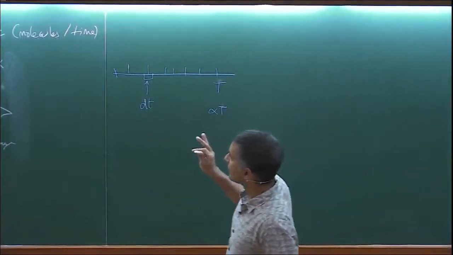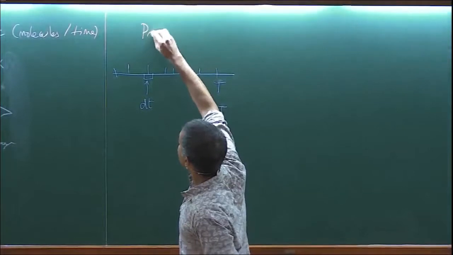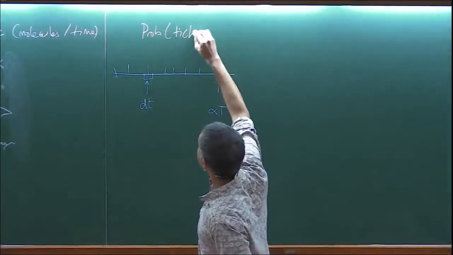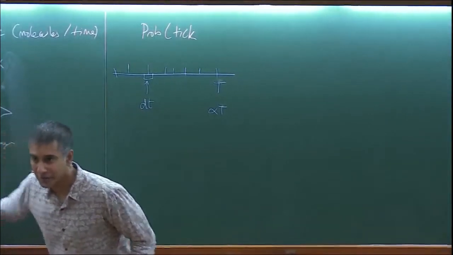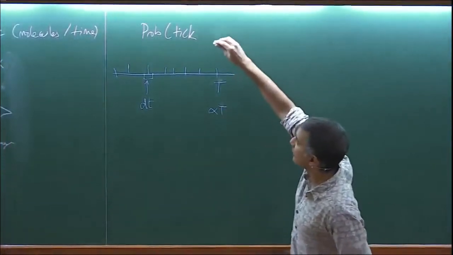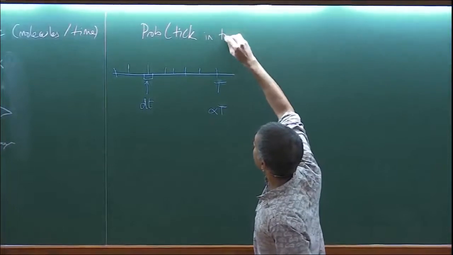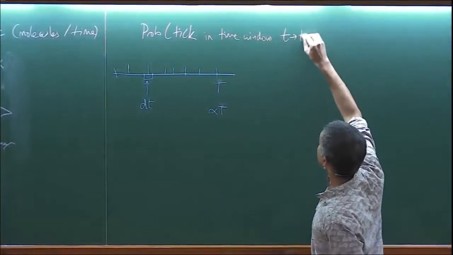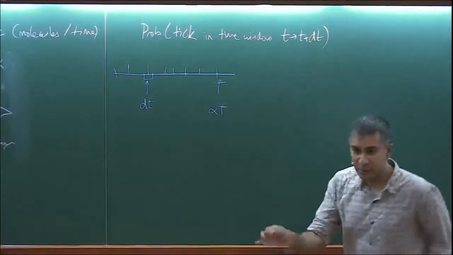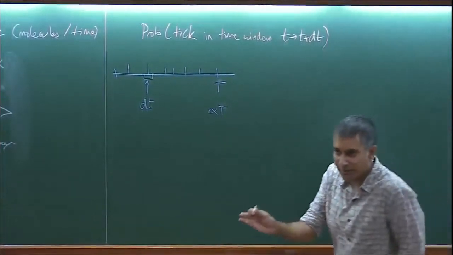So what is the probability of getting a tick? And by tick, I mean a particular event which corresponds to the creation of an mRNA, and so it makes a sound like a popcorn or a clock. What is the probability of getting a tick in time window t to t plus dt? This is a proper operational question because dt will be some small but finite object.